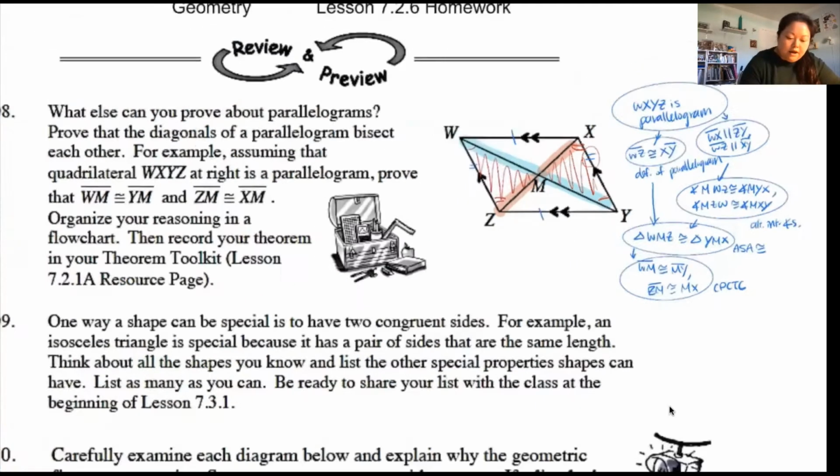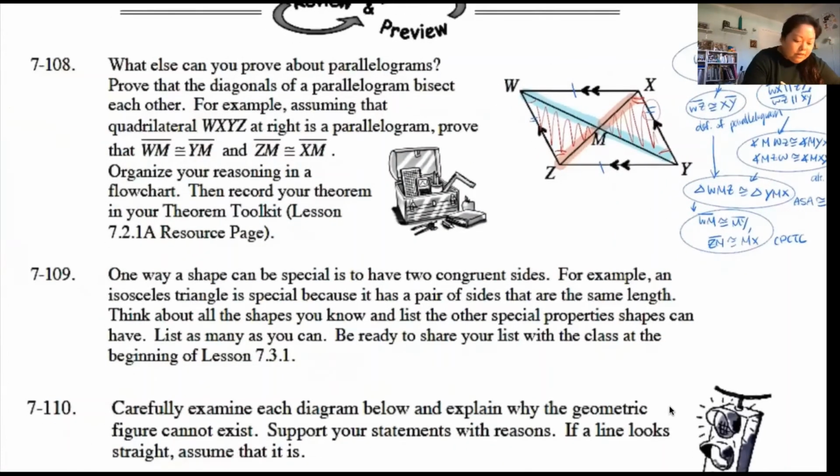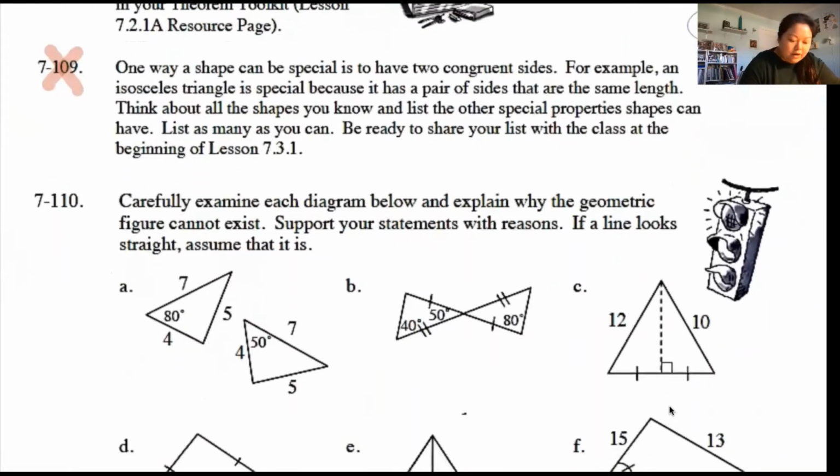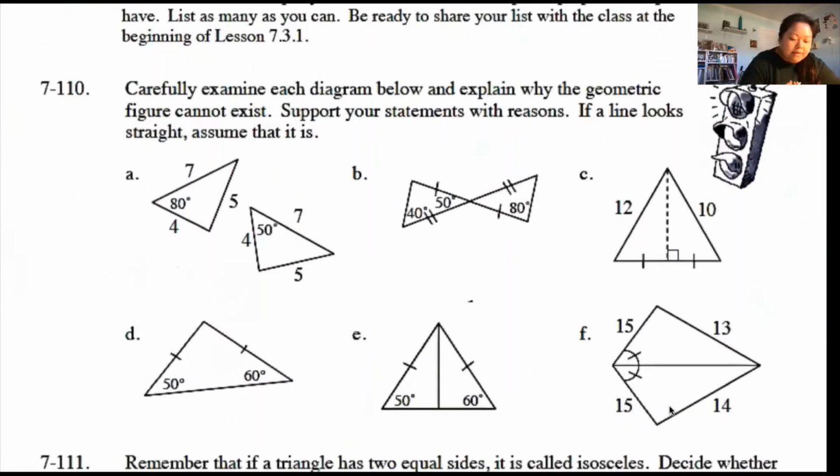Okay, all right. You can go ahead and skip the next one because we won't be sharing that with class, so that's okay. All right, next it says examine each diagram below and explain why it won't work, right? Why it doesn't exist. Support your reasoning, and if a line looks straight, assume that it is. Okay, so first things first.